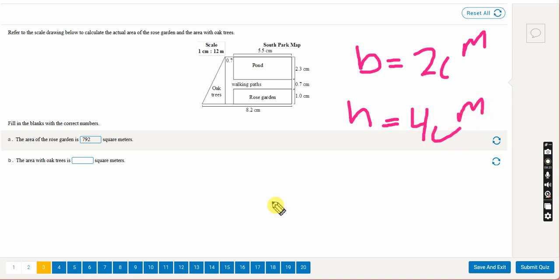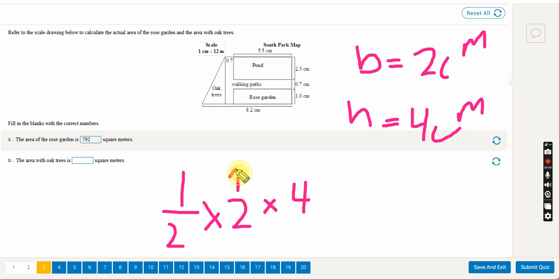Now what was our formula? Our formula was half times base, which is 2 centimeters, times height. Right? But we can't do it like this. Why? Because we have to convert it into meters. So 2 times 12, we'll multiply this by 12 because they told us that whatever the centimeters are, you multiply by 12, right? So here it will be 24, 2 times 12, and 4 will be 48.